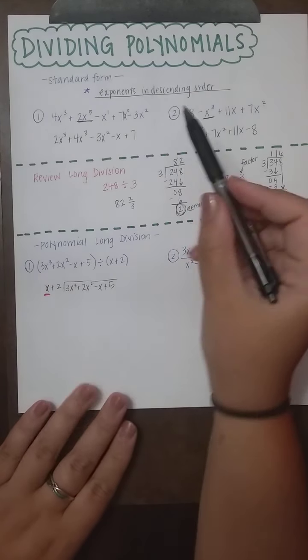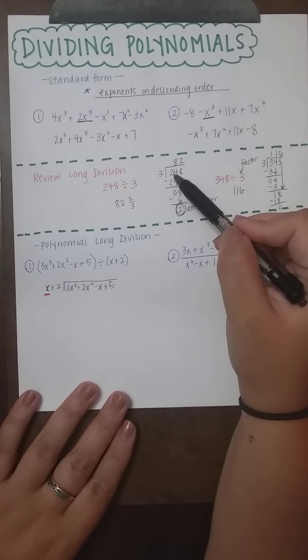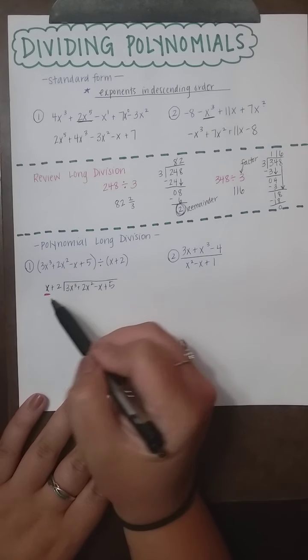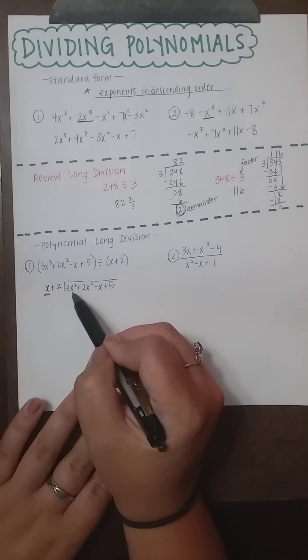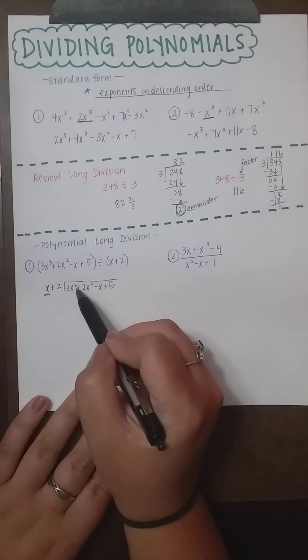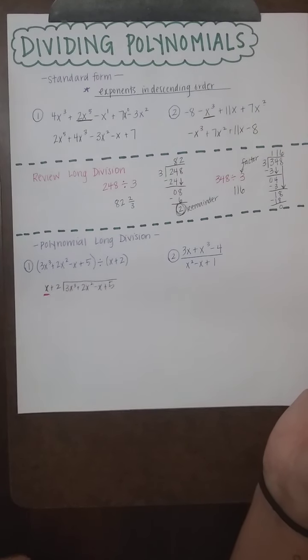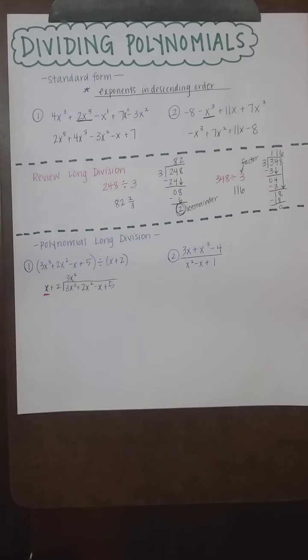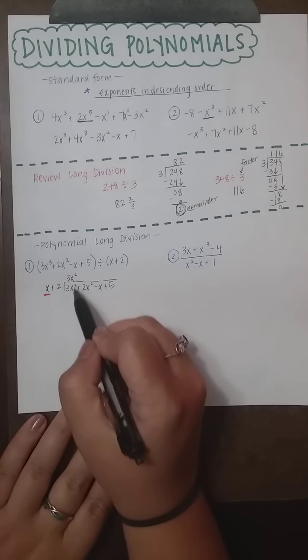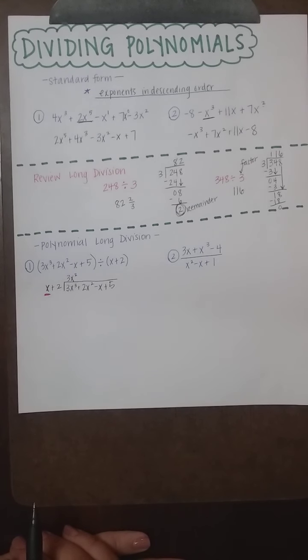Okay, so just like we did up here, I said, how many times does 3 go into the 24? So I'm going to say, how many times does x go into the 3x cubed? Start with what's first. So x times 3x squared is going to give me 3x cubed. So that 3x squared is what I put up top, right? Because x times 3x squared gives me the 3x cubed.